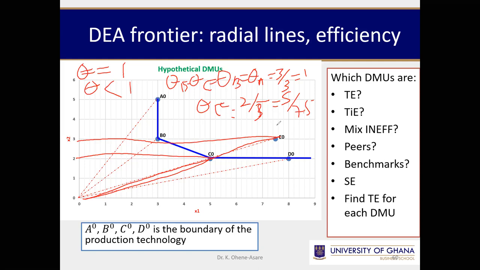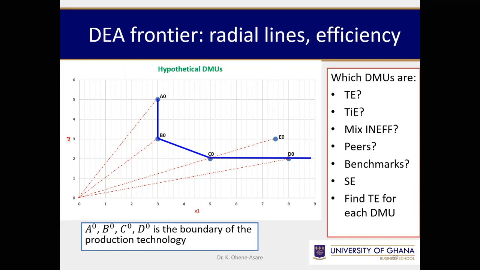And so, which DMUs are efficient? Now, let me see by hand. Which DMUs are efficient? Emmanuel Edu? Yes, Doc. DMU A, B, C, and D are efficient. Okay. Joyce Amekogbe, which DMUs are inefficient? Joyce. DMU E. Please, DMU E. Why? Joyce, are you there? Because its efficiency score is less than 1. It's less than 1. All right, okay.